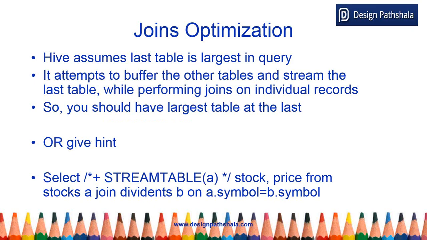So Hive assumes the last table is the largest in the query, or we can give a hint like STREAMTABLE. It's similar to a hint which you give in MySQL. So it's almost similar to what you can do in SQL. There are syntaxes; if you think of it, just Google it and you will be able to find the syntax. This basically hints to Hive that this table can be streamed, and so Hive will try to keep it in memory and stream this table to the price table. Sorry, price is the column name, to table B, that is dividends.